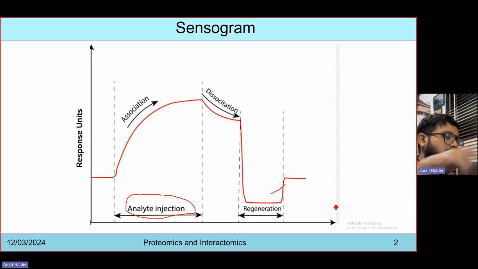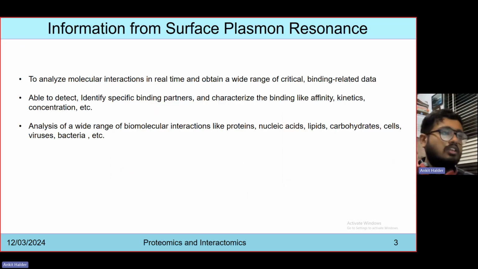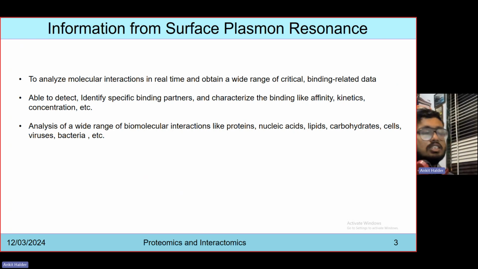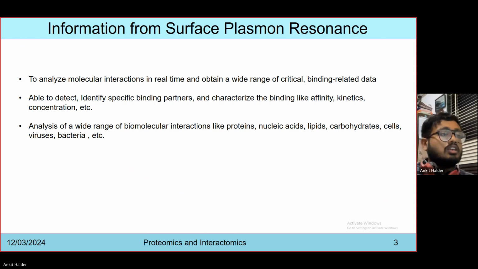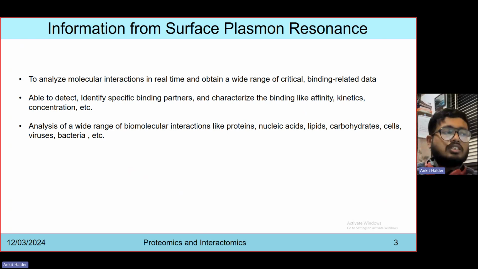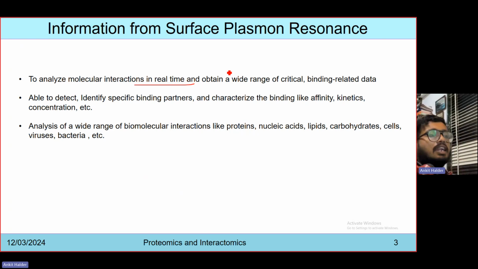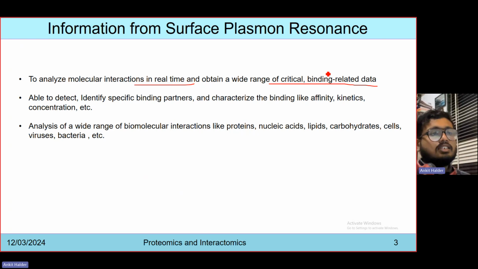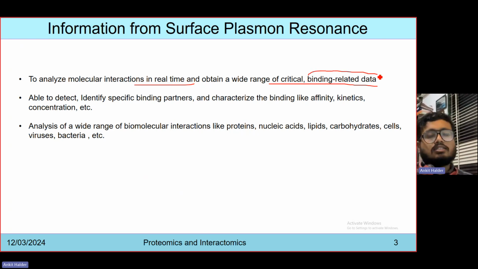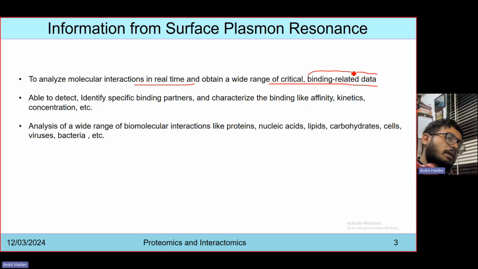And this is a typical sensorgram where the response we get is plotted against time. So what information can we generally retrieve from surface plasmon resonance? First, it analyzes molecular interactions in real time and obtains a wide range of clinical binding-related data. You know that binding-related data is quite important and has different applications.